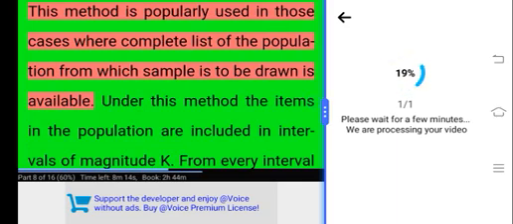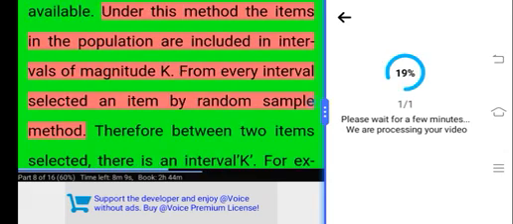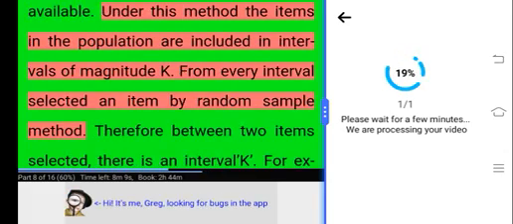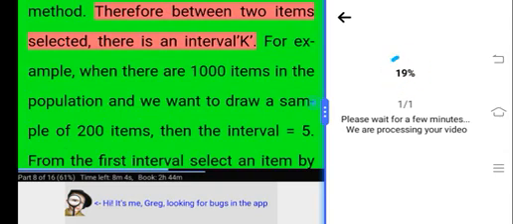Systematic sampling. This method is popularly used in those cases where a complete list of the population from which the sample is to be drawn is available. Under this method, the items in the population are divided into intervals of magnitude k, and from every interval an item is selected by the random sample method. Therefore, between two items selected, there is an interval.